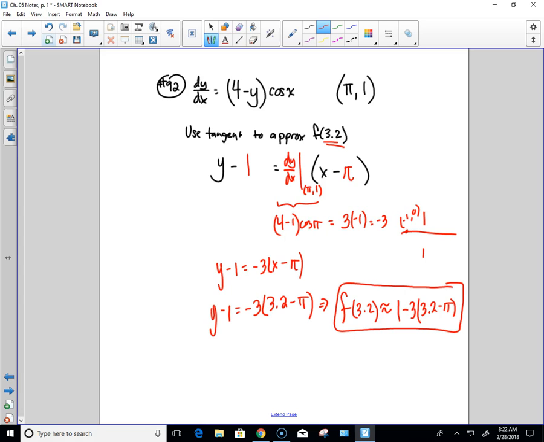The y on the tangent line would be the approximation for the function. Now, is it going to be a little bit off? Yeah, because when it skims, remember, it's going to diverge pretty quickly. But they said to approximate, so I did.